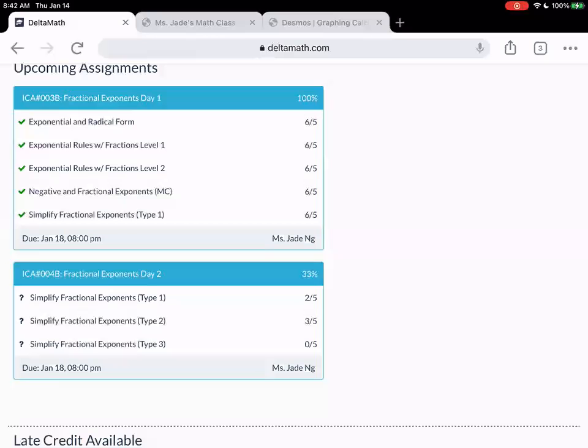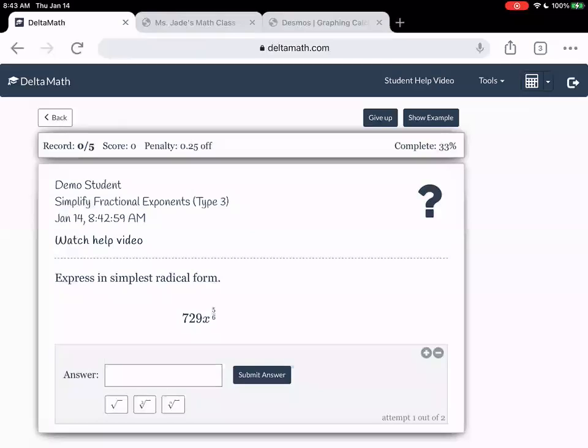Last section is simplify fractional exponents type 3. Okay, so we're going to express this in simplest radical form.